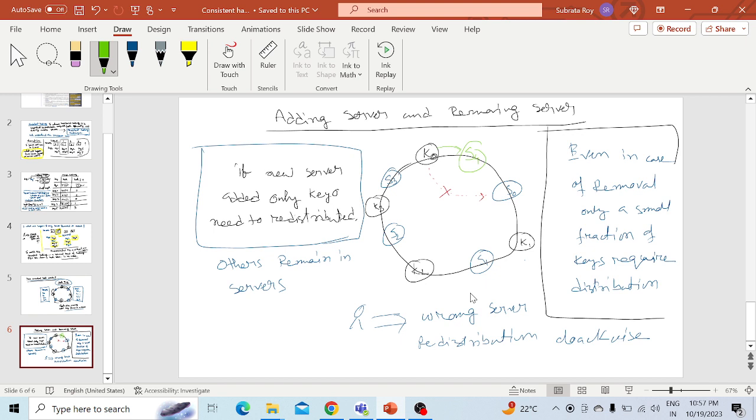That's why consistent hashing is widely used in real-world systems, including some notable ones: the partitioning component of Amazon DynamoDB, data partitioning across the cluster in Apache Cassandra, the Discord chat application, and the Akamai content delivery network. These are some of the places where consistent hashing is used. So that is all about consistent hashing.